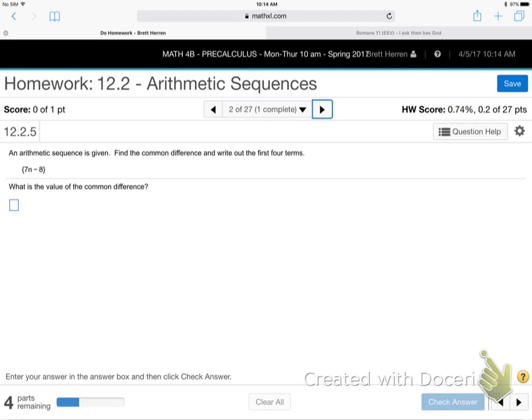So they're giving me a different formula now, 7n minus 8. Go ahead and just crank out the first 4 terms. Just find the first term, second term, third term, fourth term. Look at 1, 2, 3, and 4. Let's see what you get. Give you a second. And then they want the common difference. You know, what's the jump amount from term to term there?